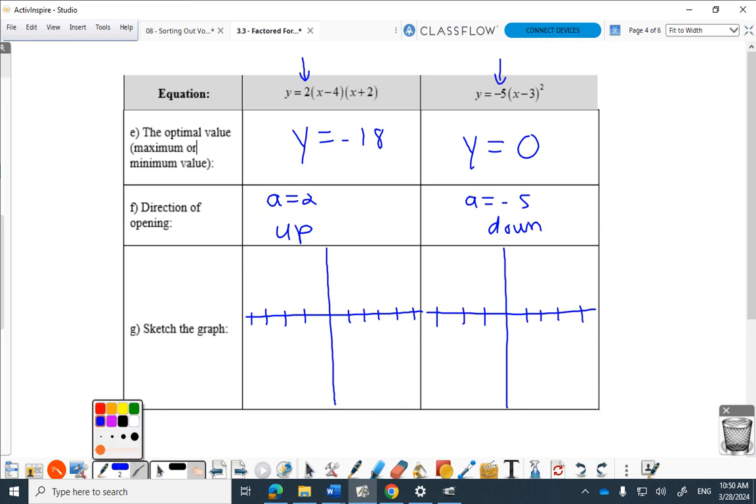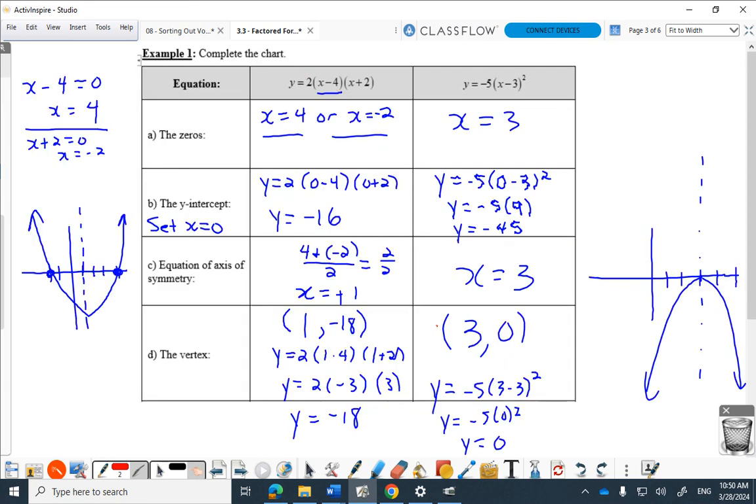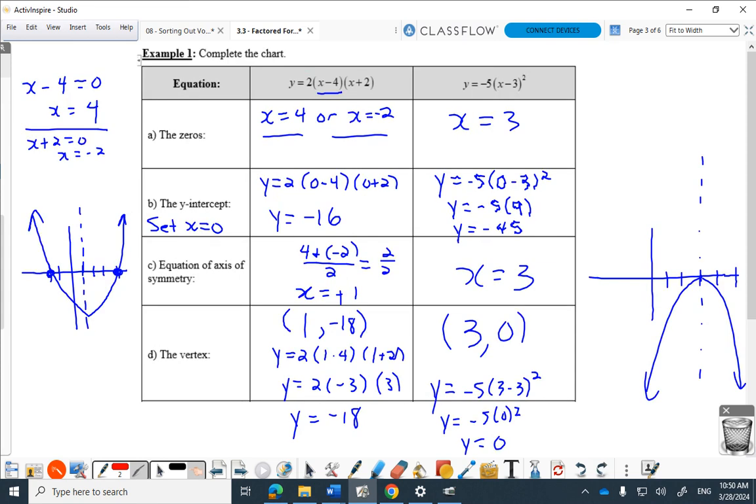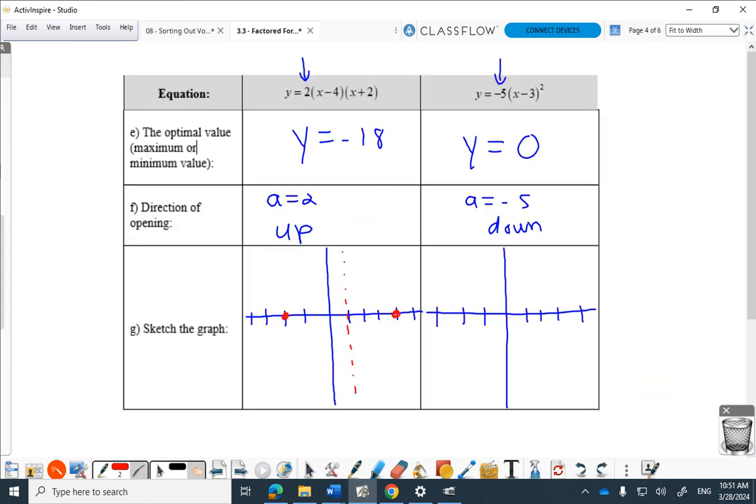So what have we learned about the first graph? We found out that it had zeros of 4 and negative 2. It had an axis of symmetry at 1. Its y-intercept was negative 16. Its vertex was (1, negative 18). So the parabola looks something like that.